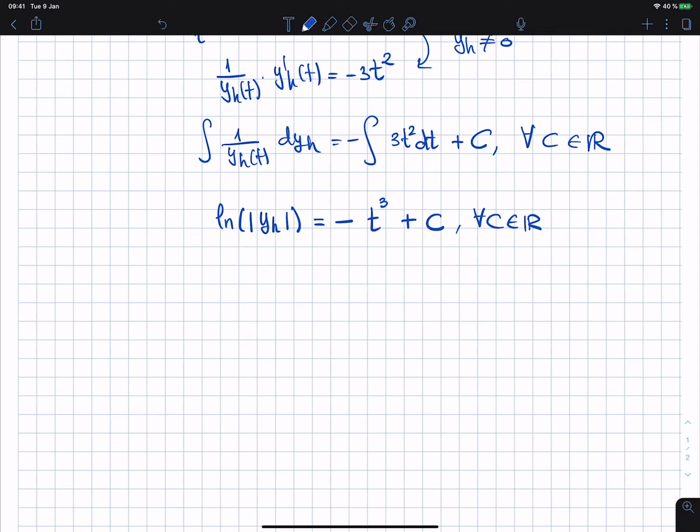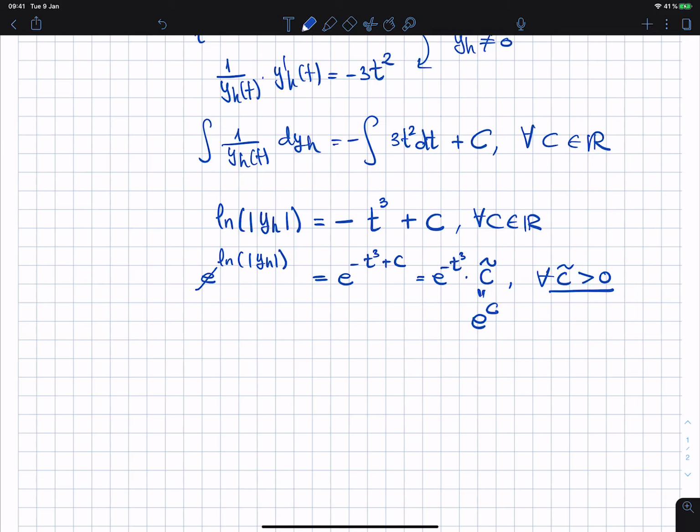Now, if I want to find the explicit solution, I will use exponentials. So the exponential of the natural logarithm of yh is going to be equal to the exponential of minus t to the power 3 plus c, which can be rewritten in this manner, where now this c hat must be positive, because in fact this comes from e to the power c. The exponential is always positive, so that's the reason c hat is always positive.